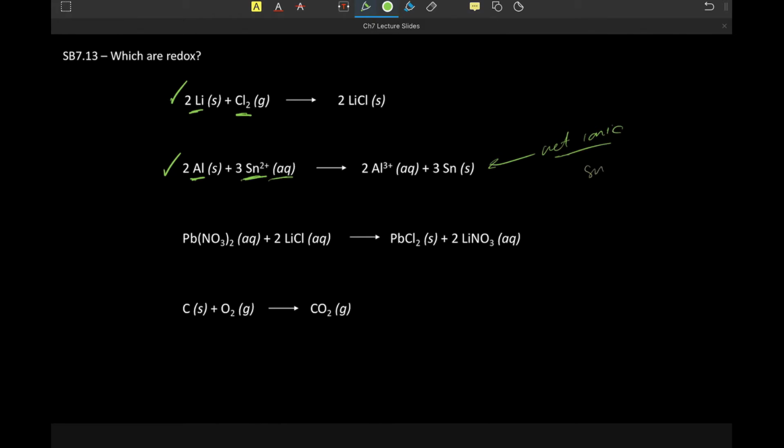So it could be Sn(NO3)2, or it could be SnCl2. It could be any of those things. But the point is that the other thing is a spectator ion and doesn't participate in the reaction, so it's giving you a net ionic. Just to clarify, those tin ions don't exist by themselves; whatever it was attached to is not important in the scope of the reaction. Okay, next one. Do we have an element on the reactant side? No, so not a redox. Do we have elements? Yes, that one is a redox.